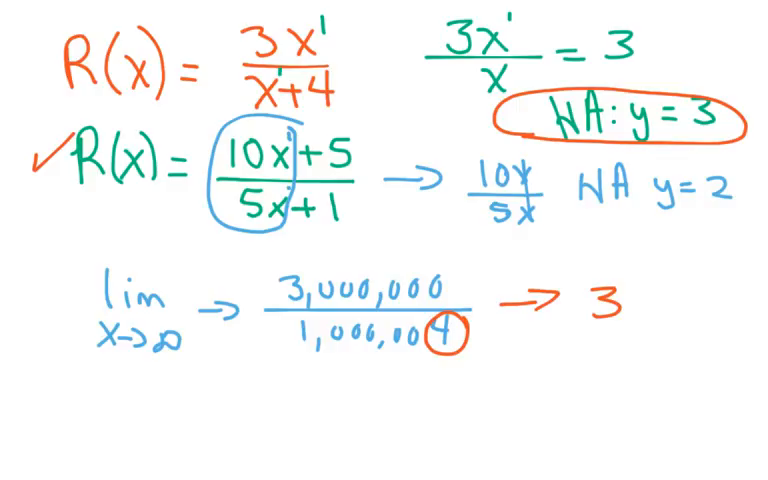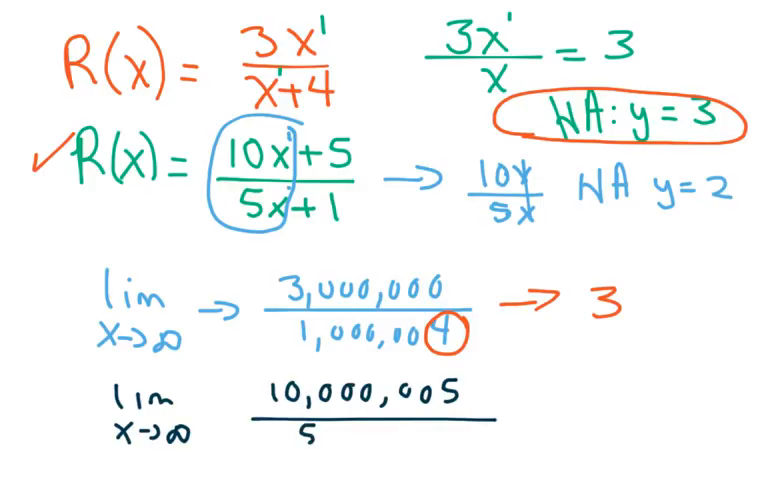Same thing for this one. If I take the limit of this as x approaches a huge number, then I would get 10,000,000 and 5 over 5,000,000 and 1. Again, these two numbers here are pretty insignificant, because when you take huge numbers and divide this out, it's going to get closer and closer to 2, which is what we have here. And that's what the horizontal asymptote would be for that. Okay?